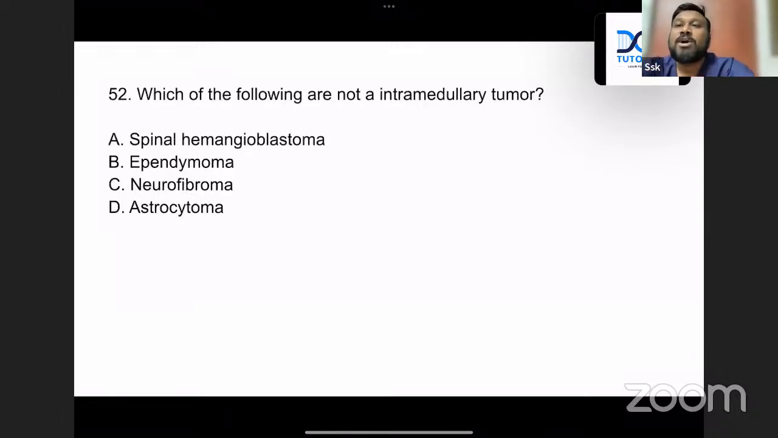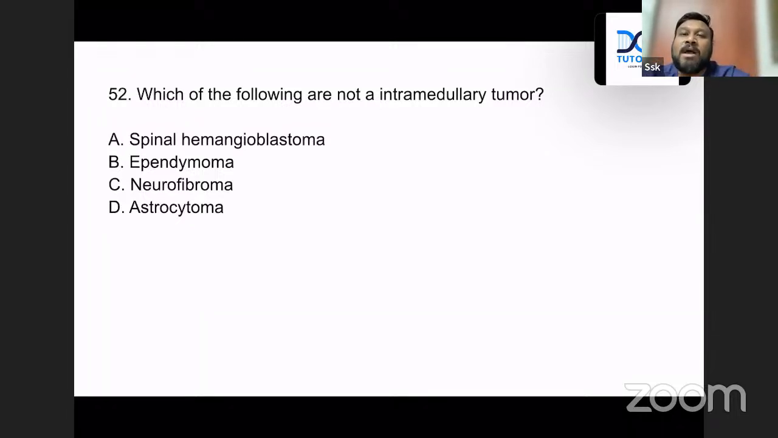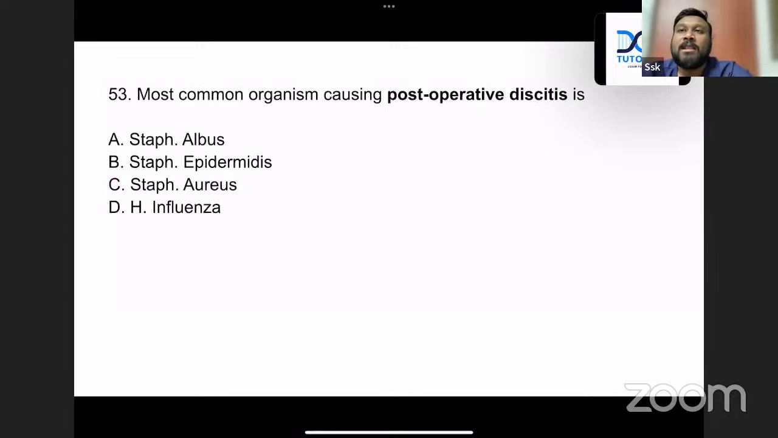Which among the following is not an intramedullary tumor? Spinal hemangioblastoma, ependymoma, neurofibroma, or astrocytoma. The answer will be neurofibroma. Neurofibromas are extramedullary intradural. The most common organism causing postoperative discitis will be Staph epidermidis.